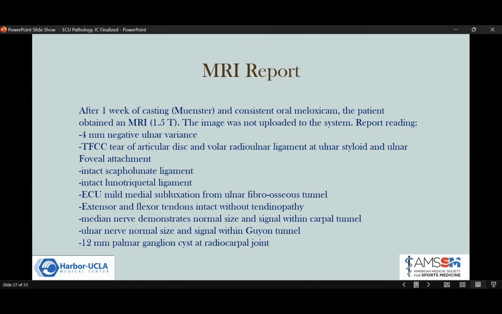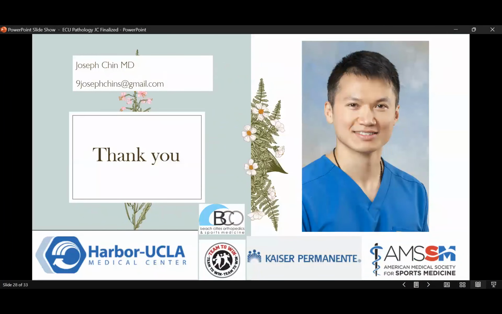They mentioned a mild medial subluxation of the ECU tendon from the ulnar fibro-osseous tunnel. There's no tendinopathy, and the ulnar nerve was normal in size within the Guyon canal. A little bit of a palmar ganglion cyst, which I didn't evaluate for in the limited time I had with the patient. I want to thank you all for listening.